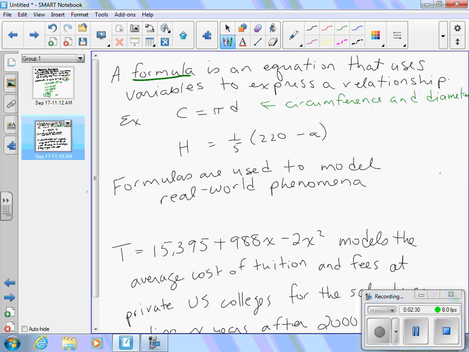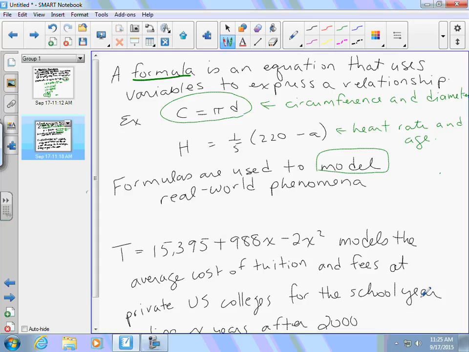This h equals 1/5 times, in brackets, 220 minus a, expresses a relationship between heart rate and age. And you'll see similar examples in the textbook that you'll work with. So formulas are used to model real-world phenomena. So, for instance, with C equals pi d, the relationship between circumference and diameter is a real-world phenomena that equation, or that formula, models.